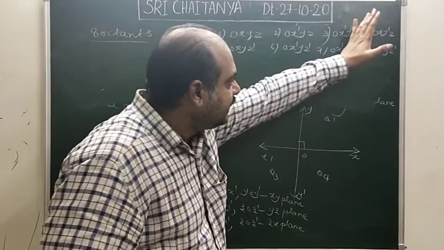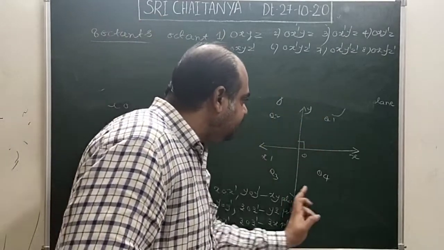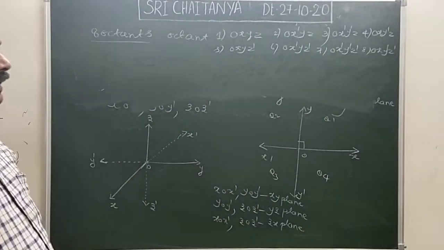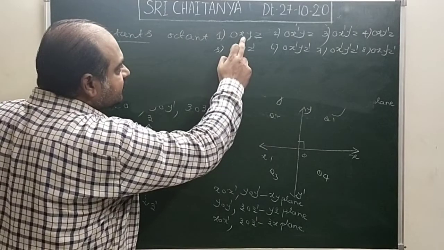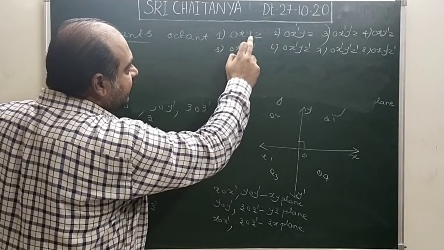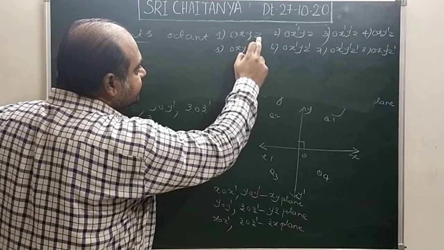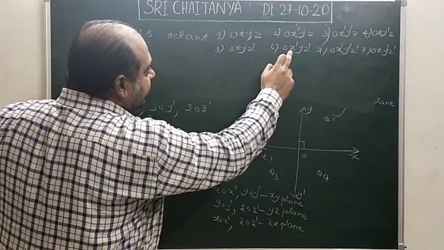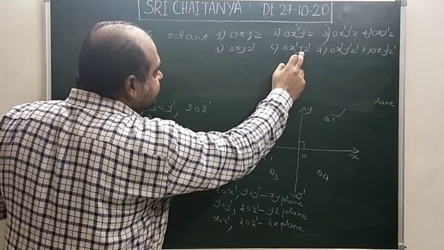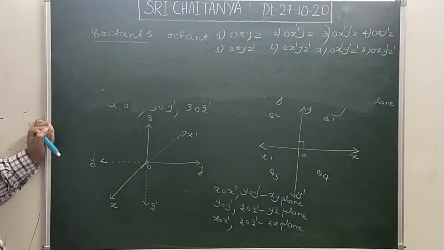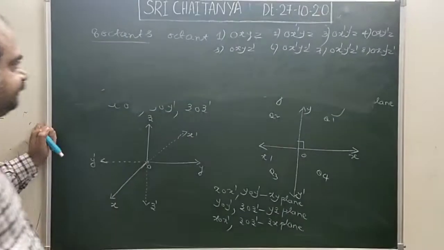Like that, 8 octants will be there, similar to 4 quadrants in xy plane. Here in this octant, x will be positive, y will be positive, z will be positive. In this octant, x will be negative, y will be positive, z will be negative. Like that, depending on the positive and negative values, there will be 8 octants.